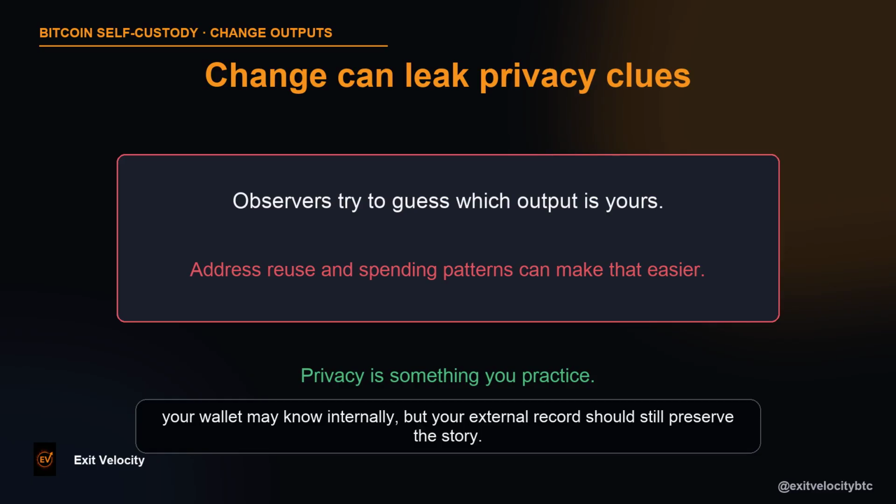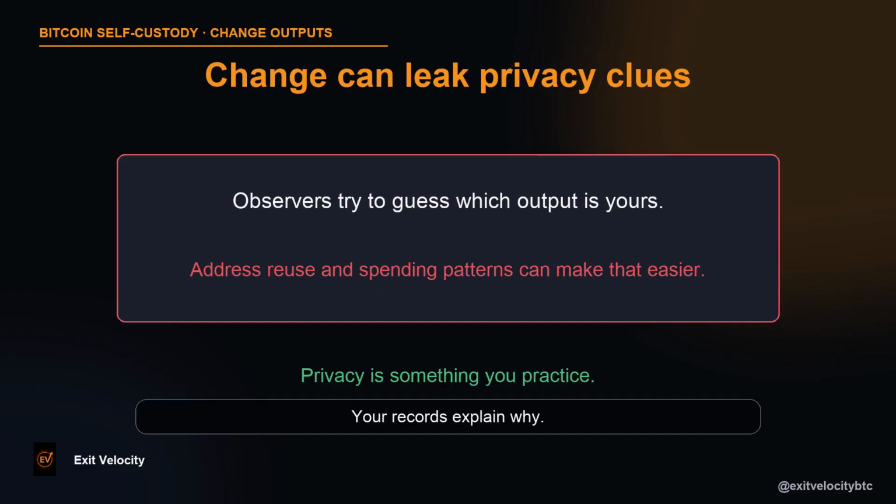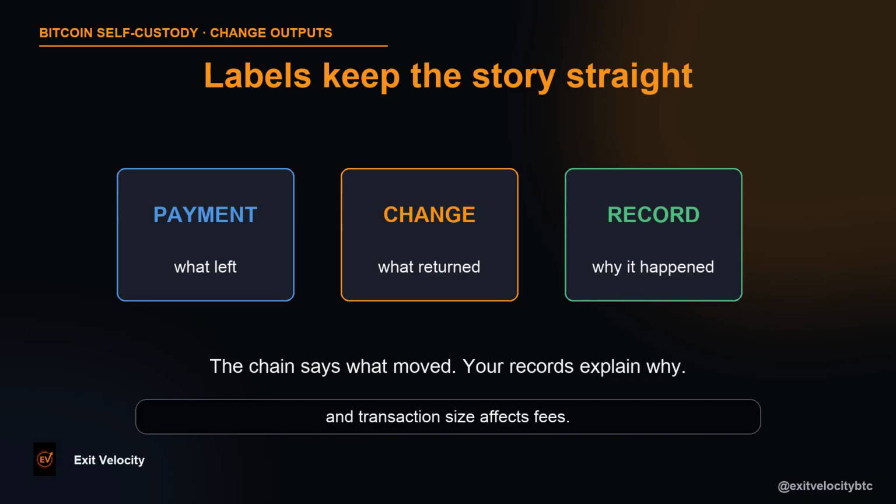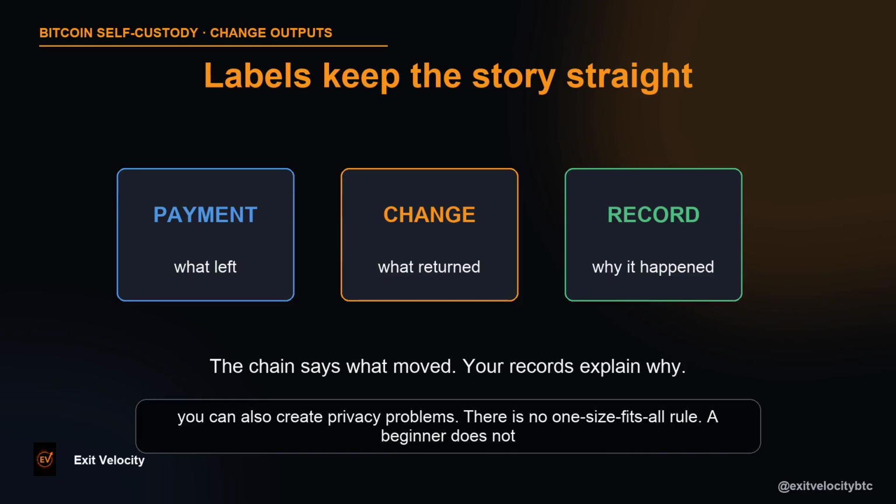Fifth receipt, change is why labels matter. A change output might belong to you. But months later, if you are staring at transaction history without context, it may look like a mysterious transfer. That is where wallet labels and records help. If you made a payment from cold storage to an exchange, label the event. If you consolidated UTXOs during low fees, label it. If a change output returned to your wallet after a specific payment, your wallet may know internally, but your external record should still preserve the story. The chain says what moved. Your records explain why.